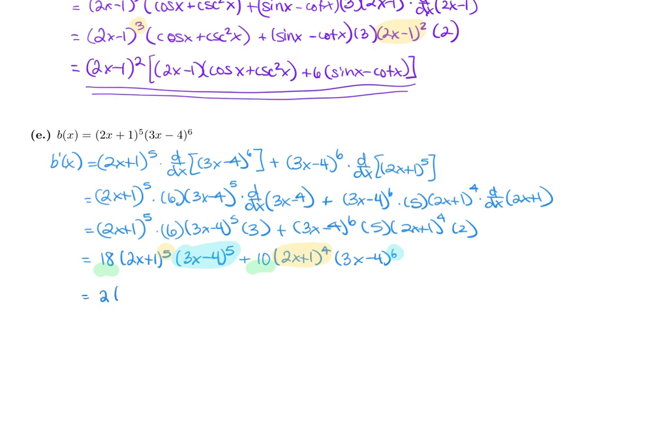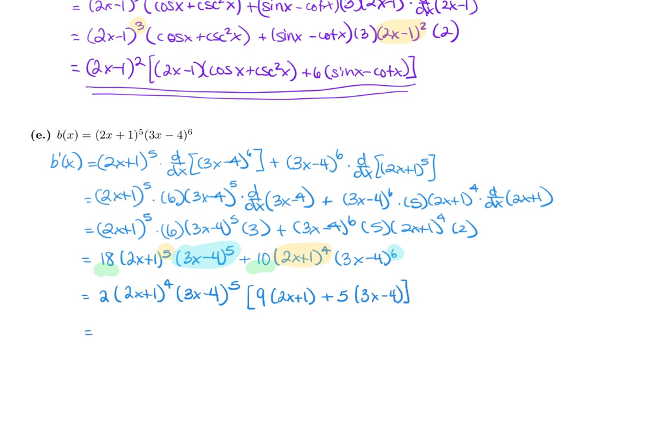Let's take out the 2. 2x plus 1, we said we were going to take out 4 of those. 3x minus 4, we said we were going to take out 5 of those. And let's see what's left. So from the 18, we pulled 2, so we have 9 left. We still have a single 2x plus 1. And we took out all of the 3x minus 4s to the 5. For the second term, a 10, we removed the 2, so we're left with 5. We took away all of the 2x plus 1s to the 4th, and we have 1 3x minus 4 left.